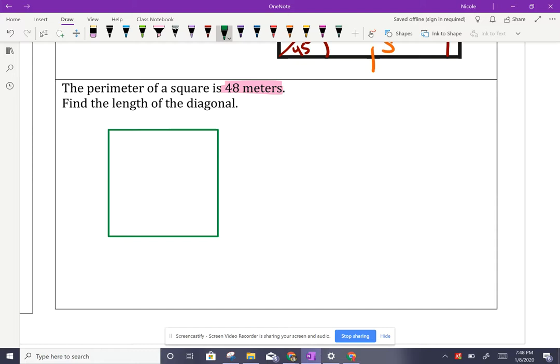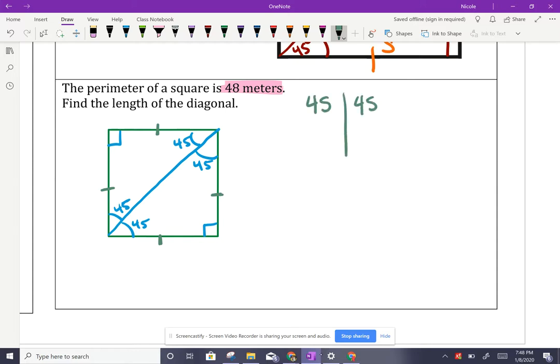So first, let's go ahead and draw our line that's going to bisect. So I have right angles here, and then my 45-degree angles, 45, 45. Now, we know about squares that all four sides are congruent. So we've got congruent, congruent, congruent, congruent. And based off of our 45, 45, 90 chart, we have S, S, S root 2.